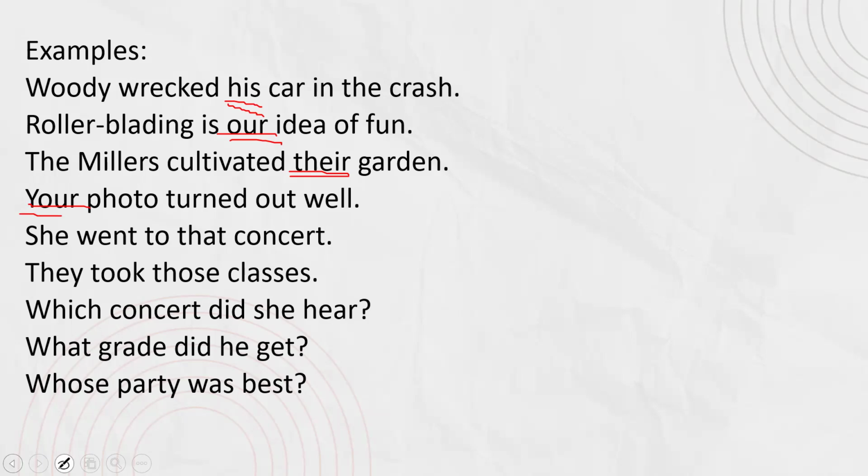She went to that concert. That. They took those classes. Those. Which concert did she hear? Which? Interrogative form. What grade did he get? What? Whose party was best? So, the underlined ones are the pronouns that function as adjectives. Okay?